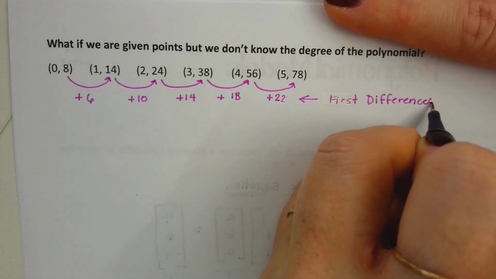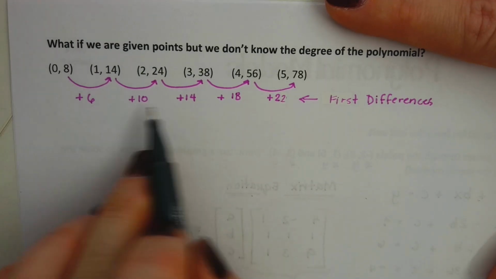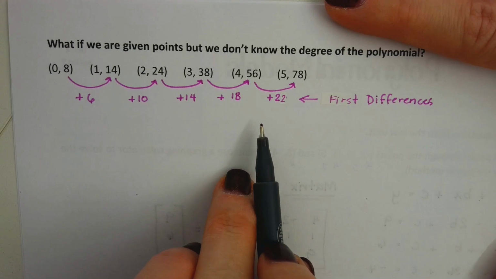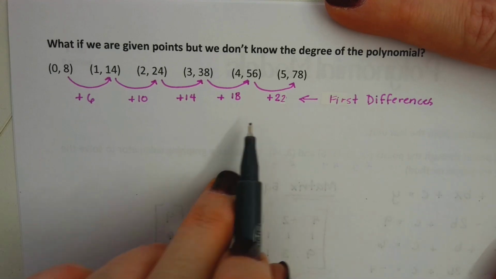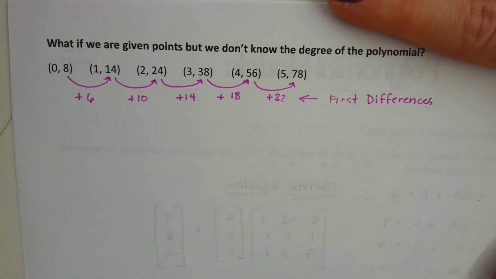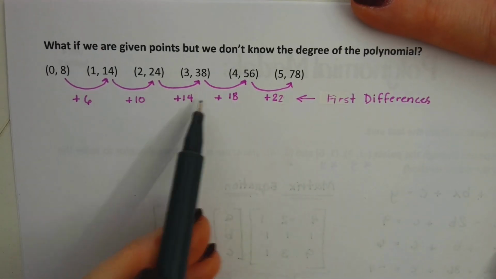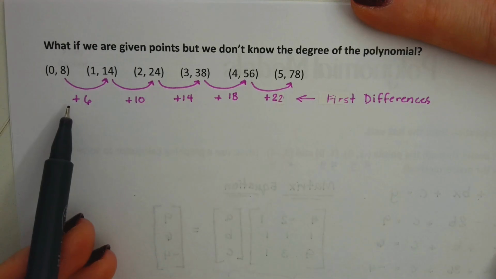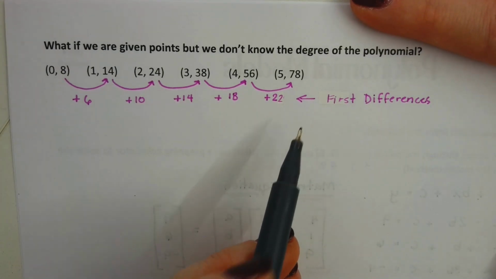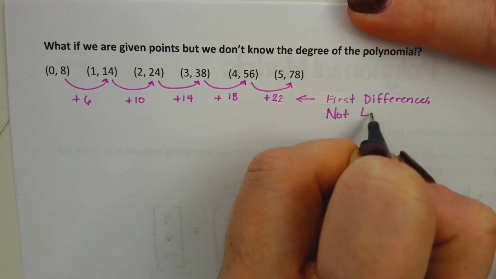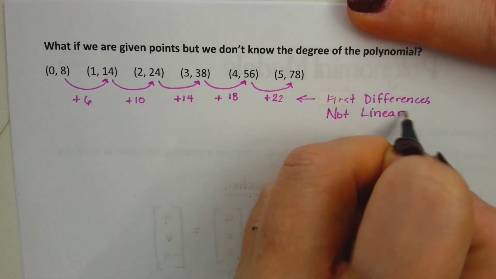Okay. Now, if your first differences happen to all be the same number, this would be a linear function. That happens on linear functions. When you go from y to y to y, that's called the slope. But ours are not the same number, so what does that tell us? It's not a linear function. Not linear. So guess what we find next then?